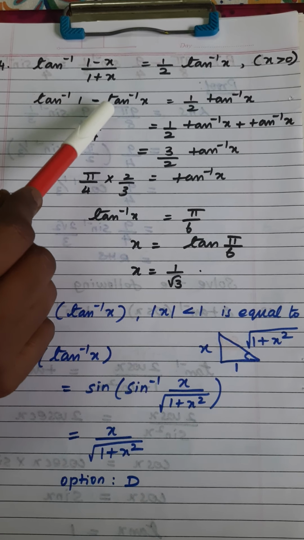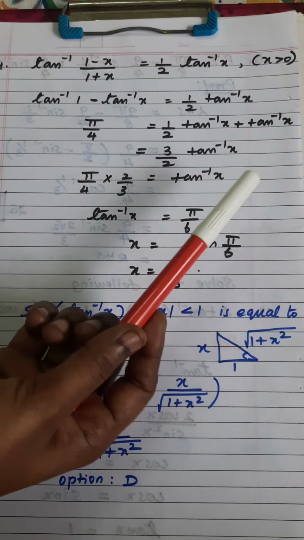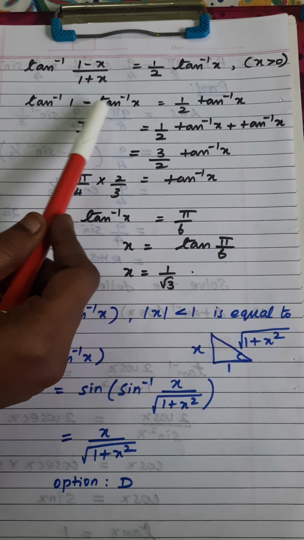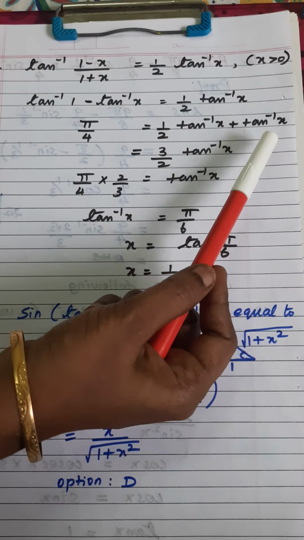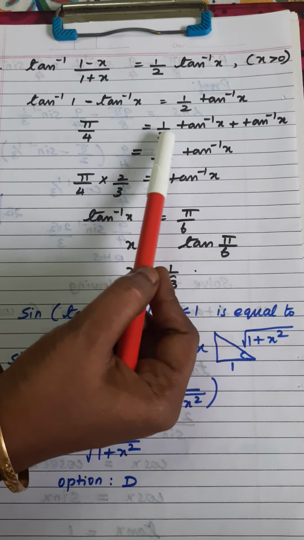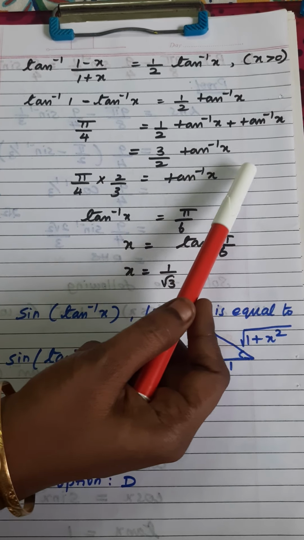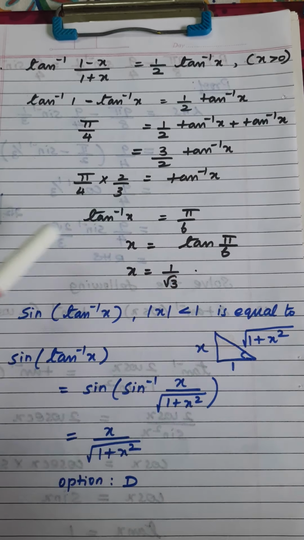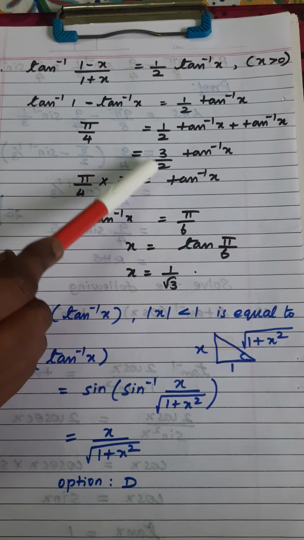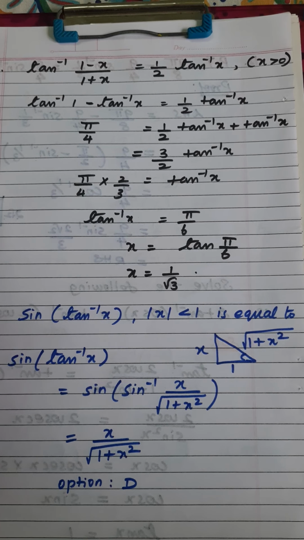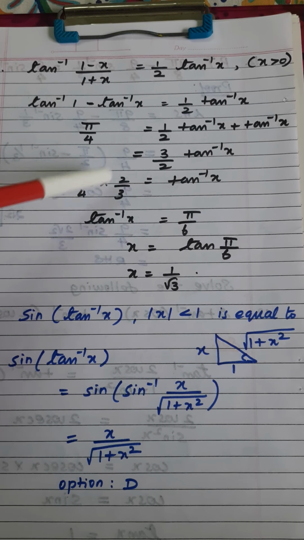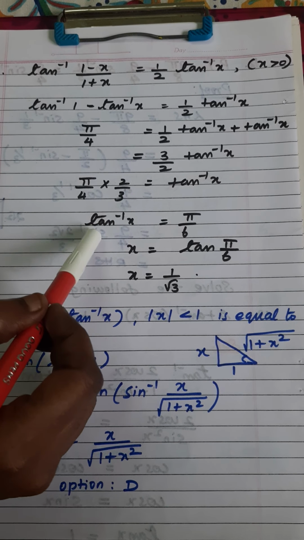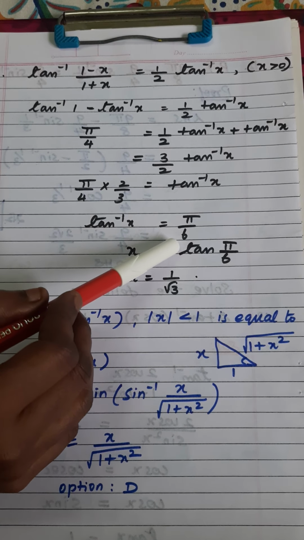So now we can transpose this tan inverse x to the opposite side. So the value for tan inverse 1 is pi by 4, minus tan inverse x will become plus tan inverse x. When you simplify these two, you will be getting 3 by 2 tan inverse x. So pi by 4 equals 3 by 2 tan inverse x. Now transpose this one, 3 by 2 will become 2 by 3 on the opposite side. So pi by 4 into 2 by 3 equals tan inverse x. So when you cancel this, you will be getting tan inverse x equals pi by 6.